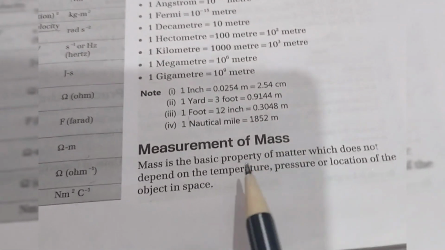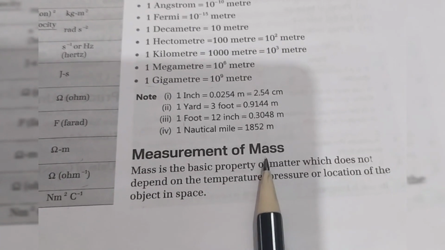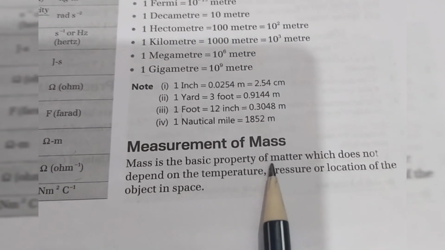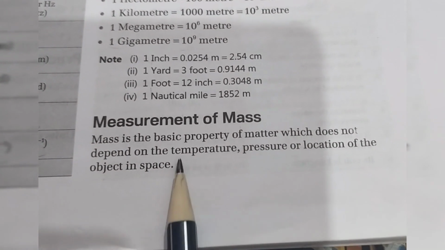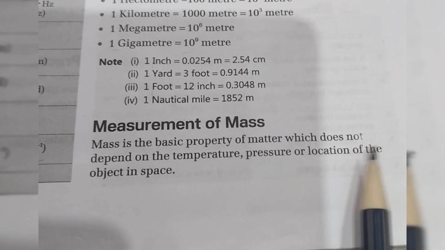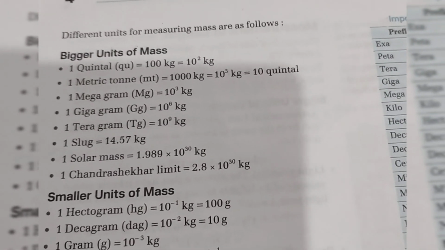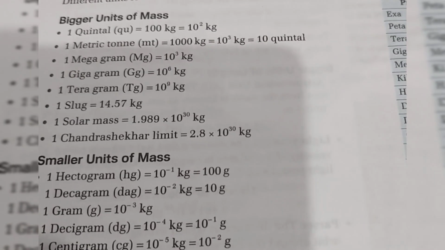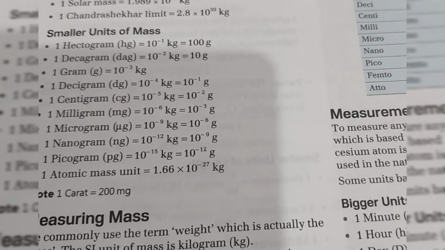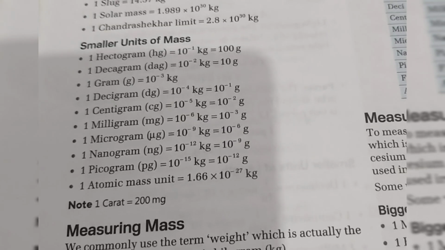So the next topic is measurement of mass. Mass is the basic property of matter which does not depend on temperature, pressure or location of the object in the space. These are the two tables, bigger unit of mass and the smaller unit of mass. You can take the screenshot or even it will be provided in my shorts.